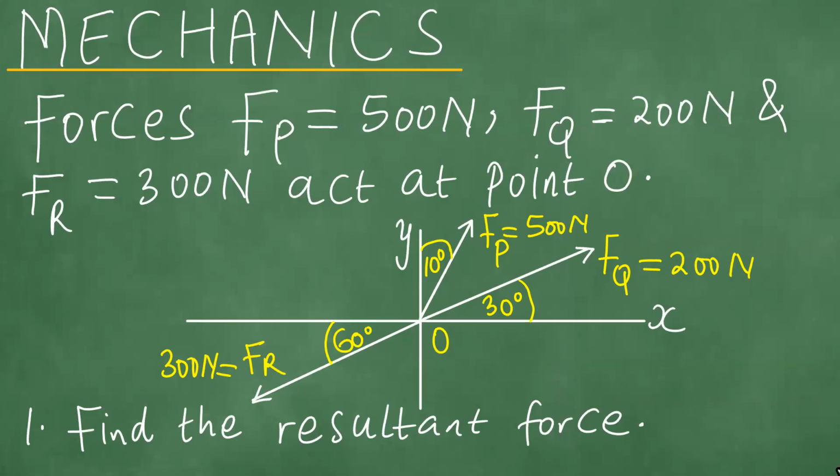Right, we are looking at mechanics today, and the study of mechanics focuses on forces, and we are obviously looking at forces today. Now, forces Fp of 500 newtons, Fq of 200 newtons, and Fr of 300 newtons act at point O. Find the resultant force there.